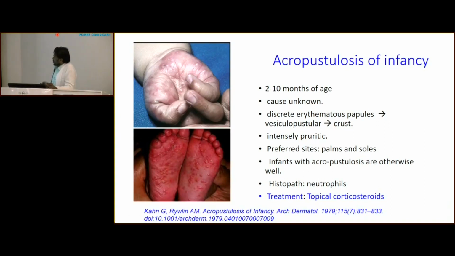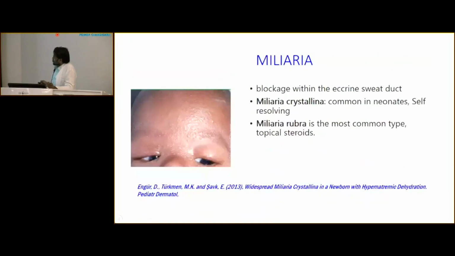And the last one of the localized ones is miliaria. It is due to simple blockade of the eccrine sweat glands. And there are 2 types, crystallina and rubra. The one which we see in the newborn period is crystallina. These are the images of the crystallina. And they are also self-resolving. Whereas rubra, the prickly heat which we see in children during the summer seasons, is the miliaria rubra. And for that talcum powder or occasionally topical steroids might be necessary.